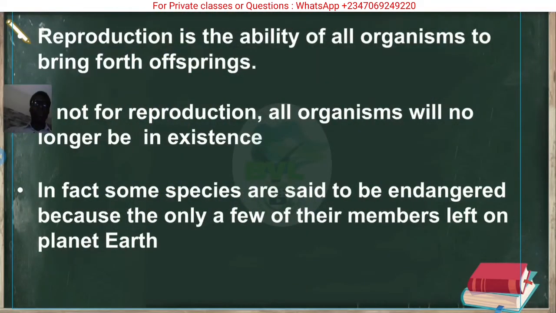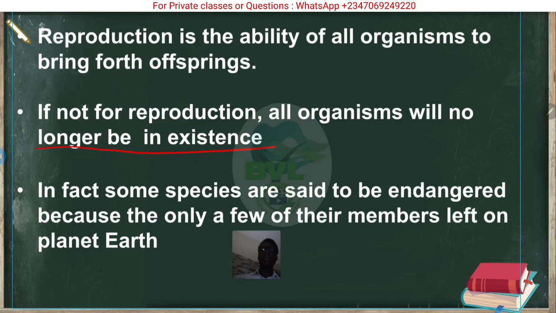So the question is, what is reproduction? Reproduction is the ability of all organisms to bring forth offsprings. It's very important we reproduce, or we give birth, or we bring forth, because if we don't do that, with time, humans or other organisms will not be in existence anymore, because it is reproduction that keeps us alive, that keeps helping us procreate and continue the species.